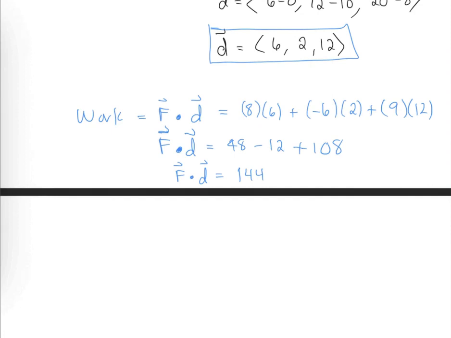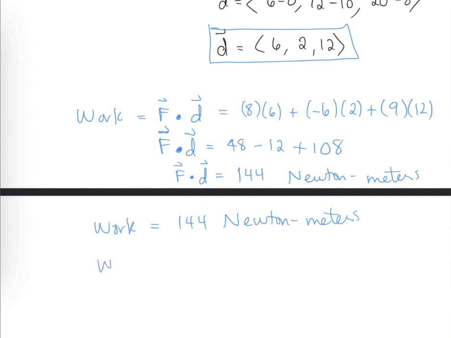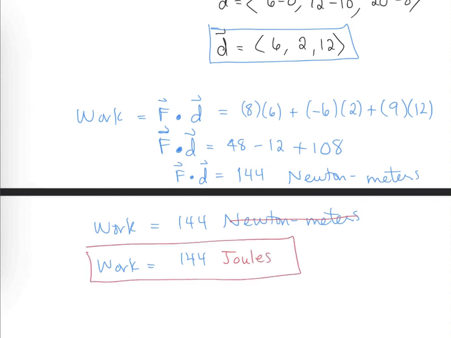Now let's talk about the units. Remember that force was measured in newtons and the displacement was measured in meters, and so what we see as our work unit is newton meters. Now, newton meters isn't usually what we say. The preferred version of those units is joules. So instead of saying newton meters, we'll say that these are joules. So 144 joules of work was done in moving this object.